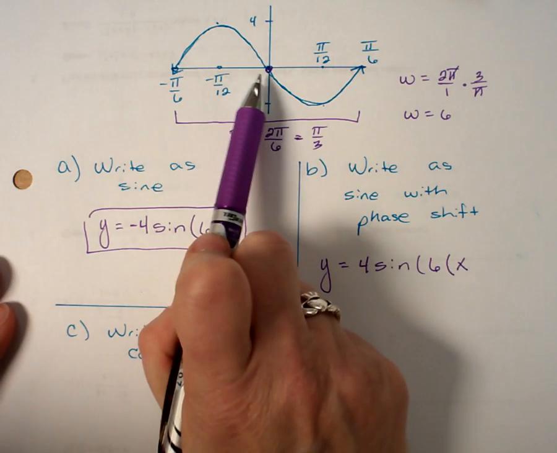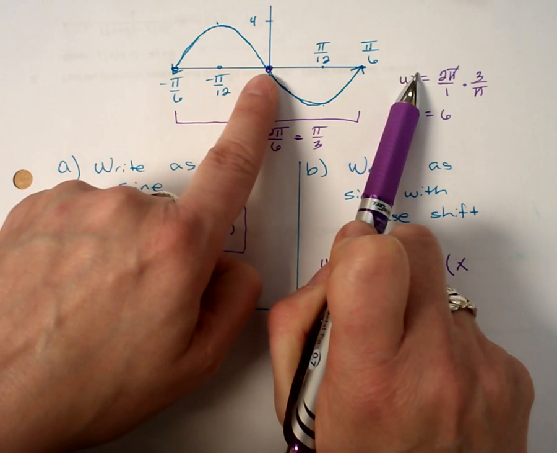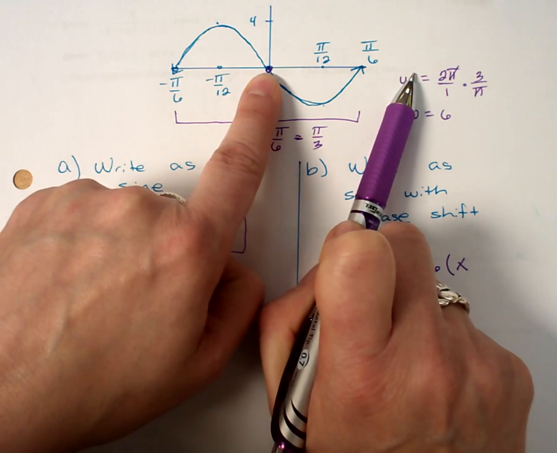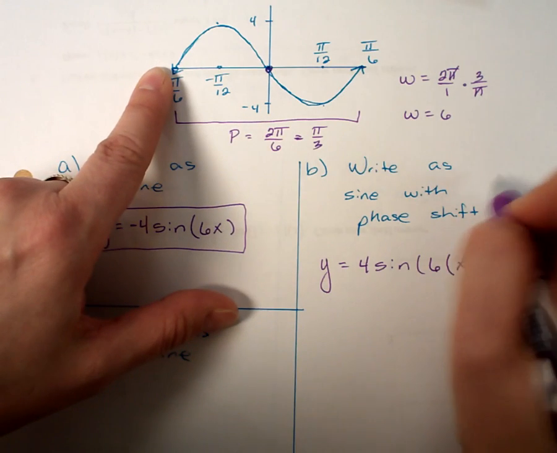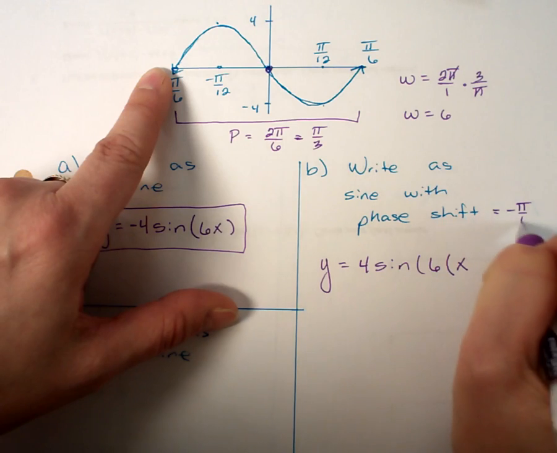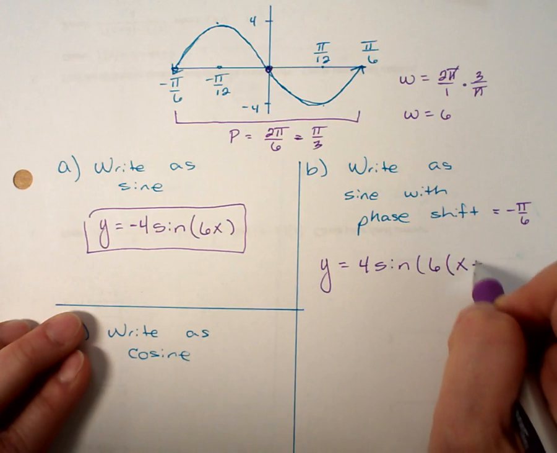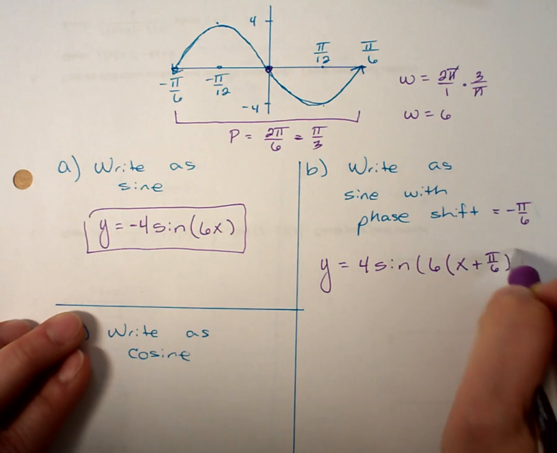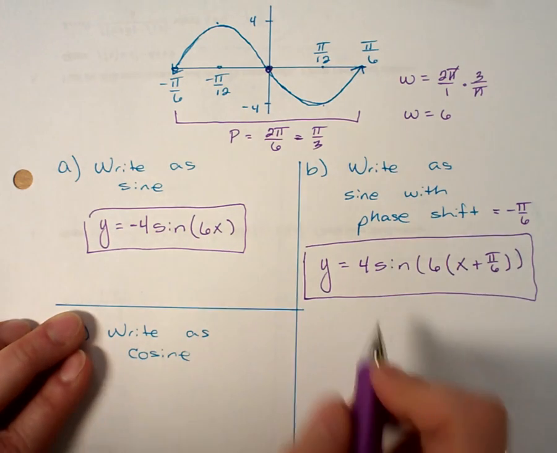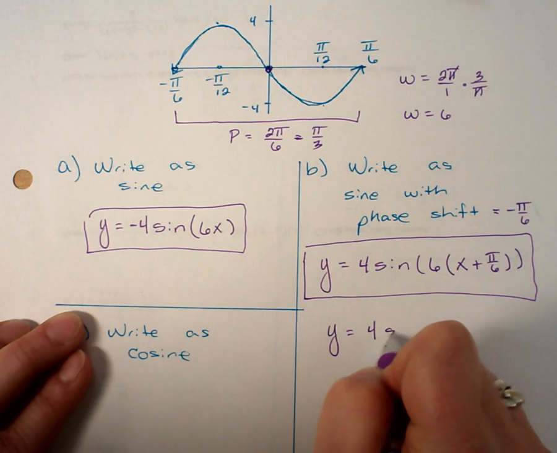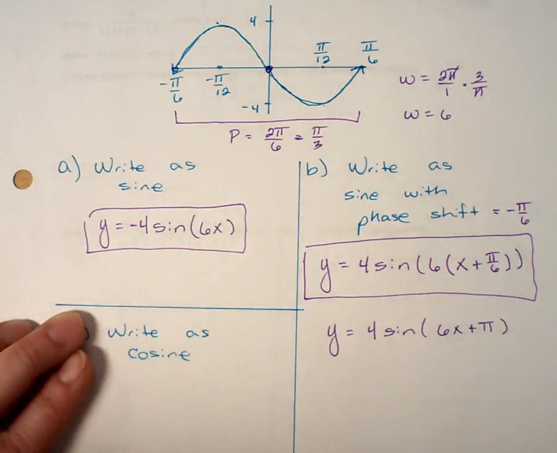So what I can see is that if I moved this all in this direction, it would look like the parent graph. So now I can see my parent graph has been moved -pi over 6. So when I enter it here, I need to do minus the negative, or plus pi over 6. And this is how you'll see it on your midterm or final. What you're accustomed to seeing up until now has the 6 distributed in, and it looks more like this.